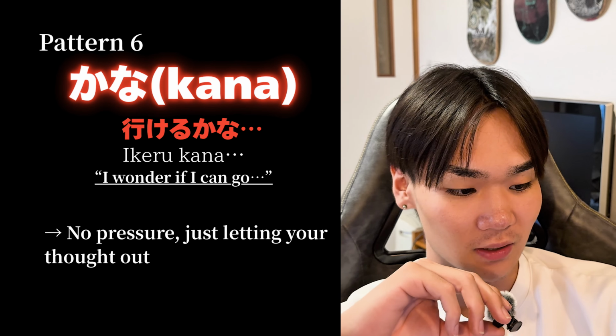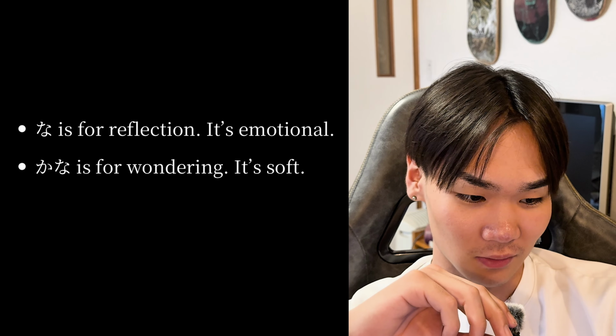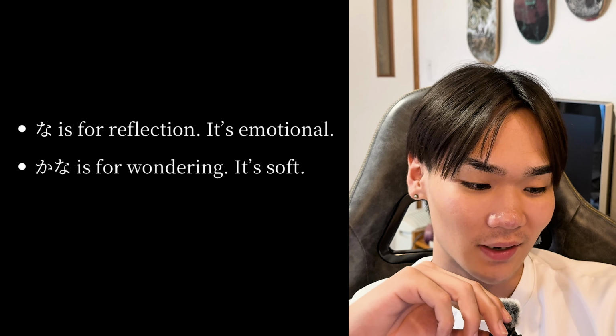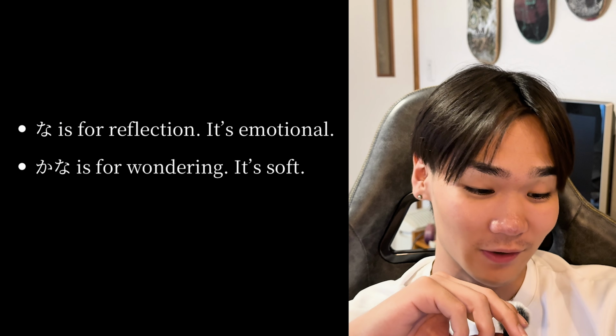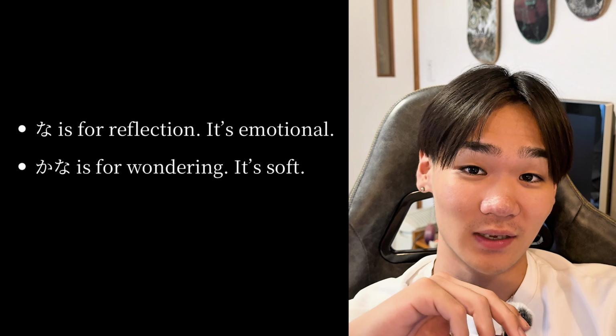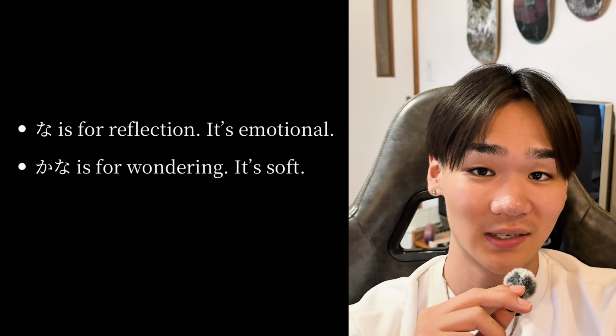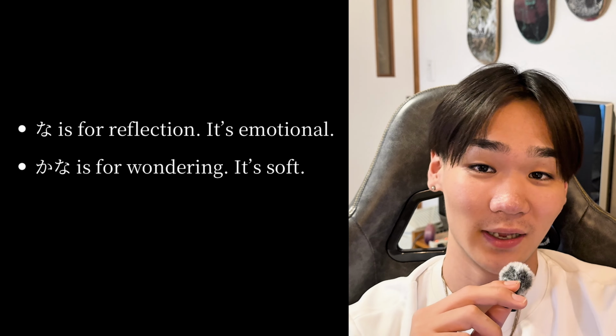So let's summarize this. Na is for reflection. It's emotional. Kana is for wondering. It's soft. You don't need a grammar chart to feel the difference. You just need ears and repetition. That's it. These are the things that make your Japanese hit different.